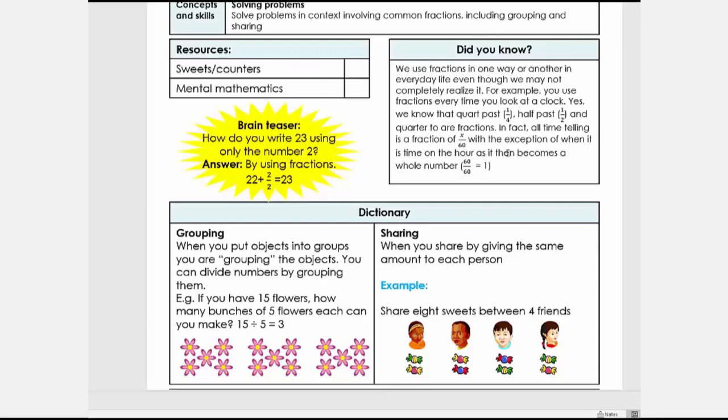And then what we have is the "Did you know" and your brain teaser. Remember, these are always where you can pause and read it. And this is to create a love for mathematics.